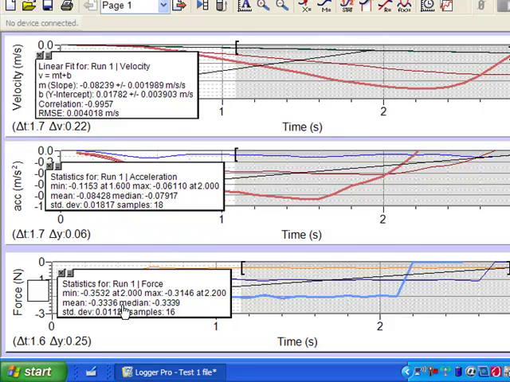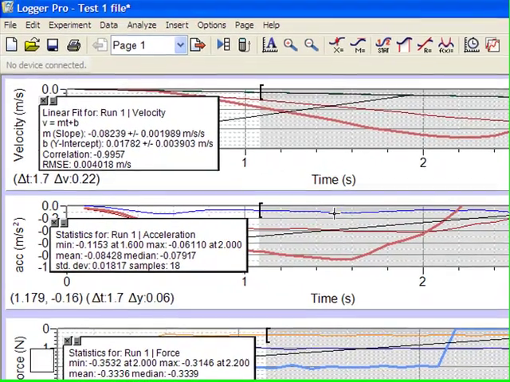Negative 0.3336. Now, typically, 4 significant figures is probably a bit much. The values vary quite a bit over that. So I'm probably only going to take 3 of those, and even that's probably pushing it. So that's how we curve fit and how we take averages.